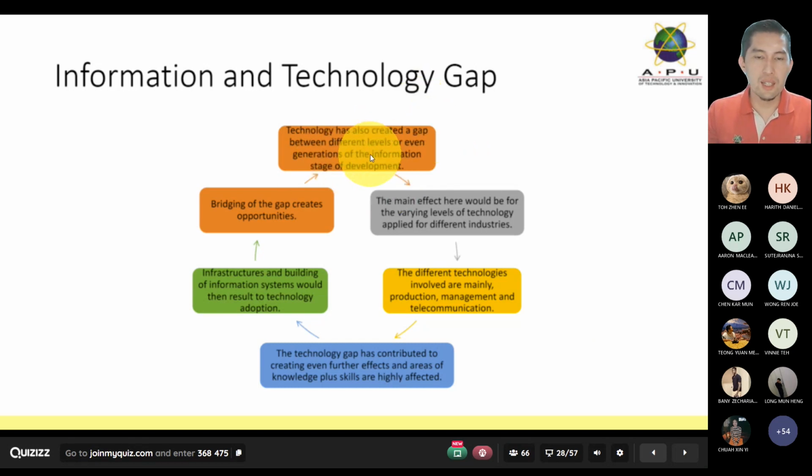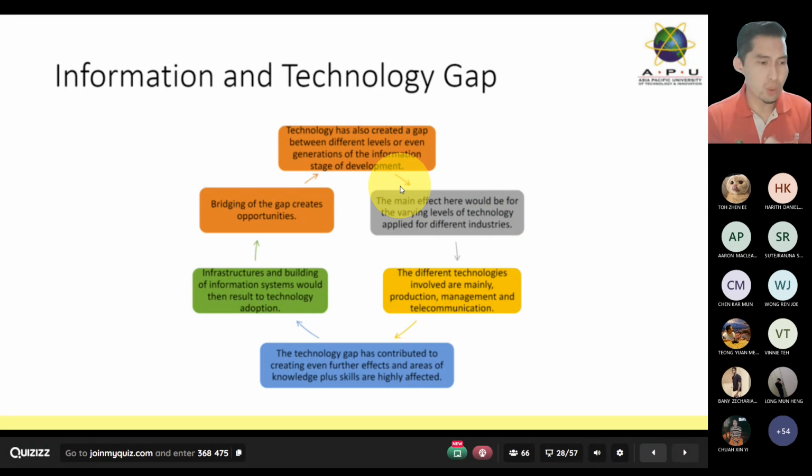So it shows here that the gap is between different levels or even generations of the information stage of development. Yeah. So there's a lot of times when certain processes are taking place, technology has then pushed them towards the processes being done differently, and therefore that creates a gap. This is something we will discuss in next week's topic as well when we talk about business and technology, right?